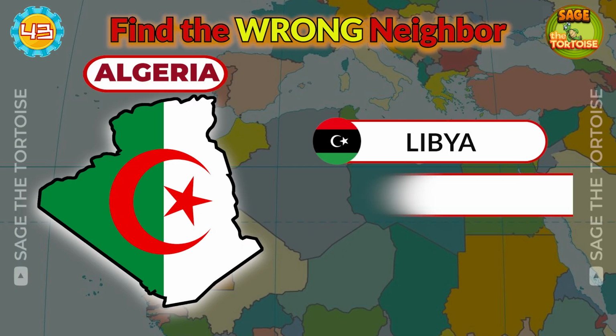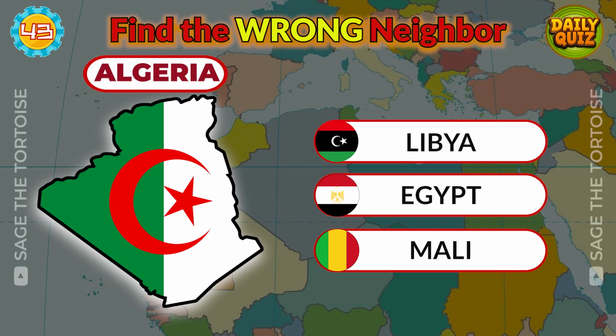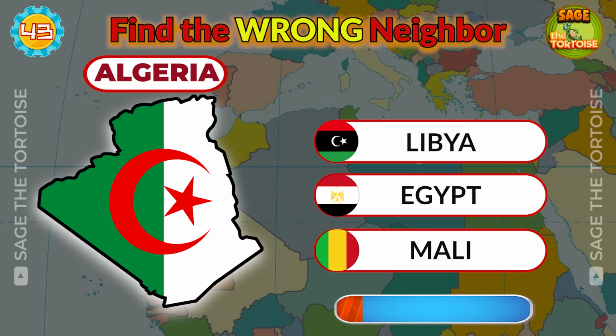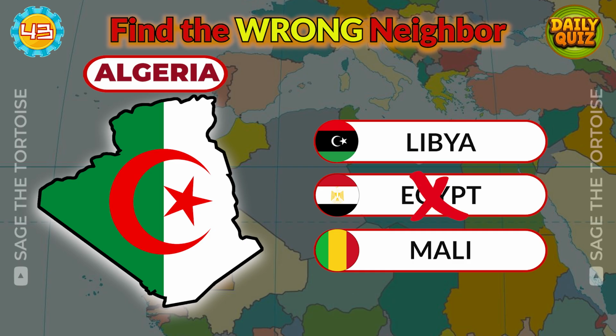Algeria borders Libya, Egypt, and Mali. Which one is wrong? The answer is Egypt.